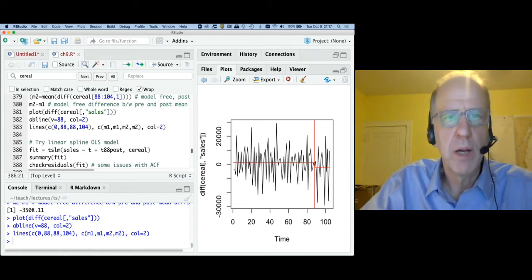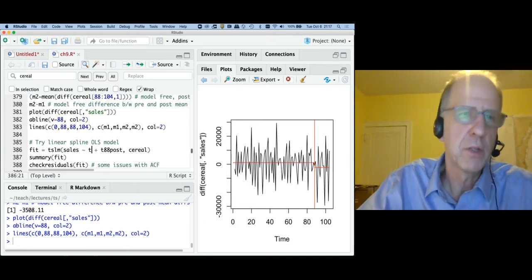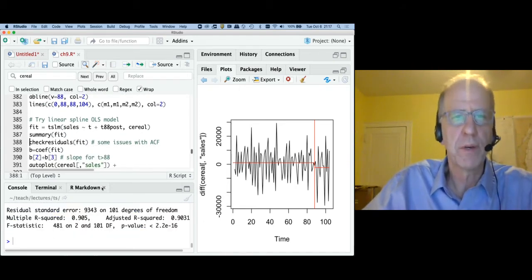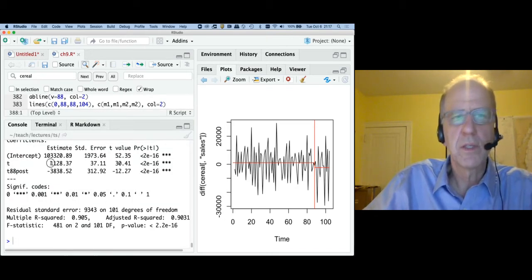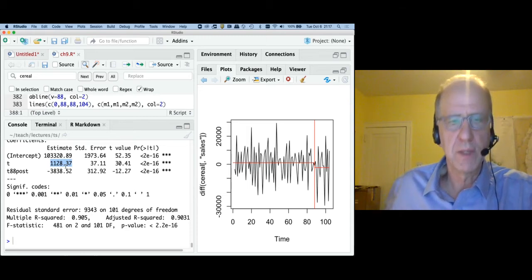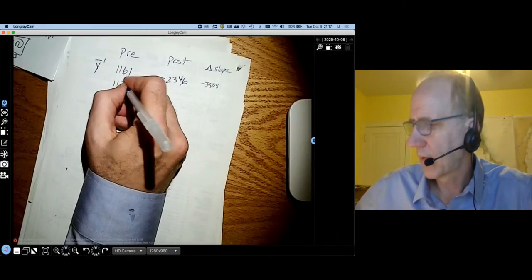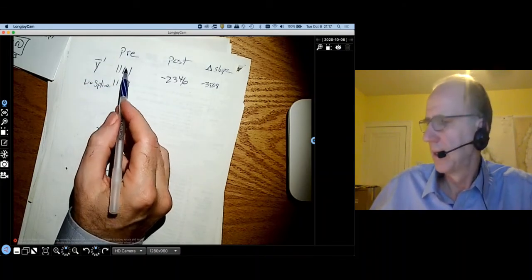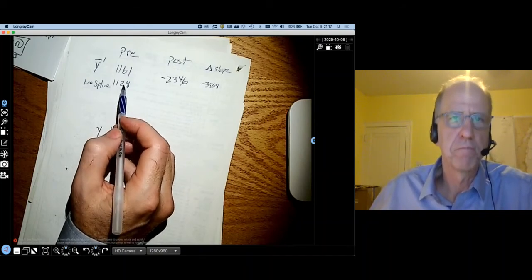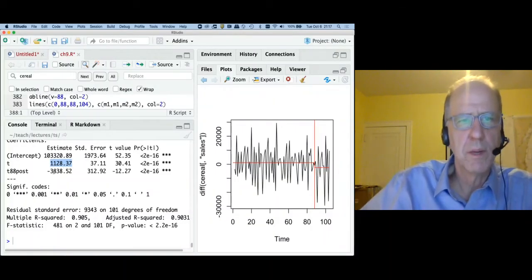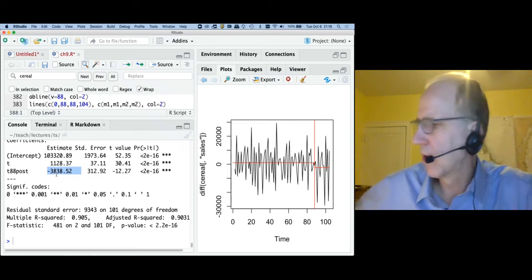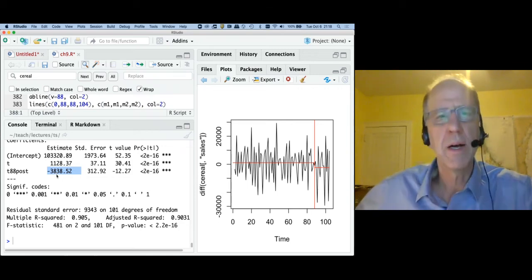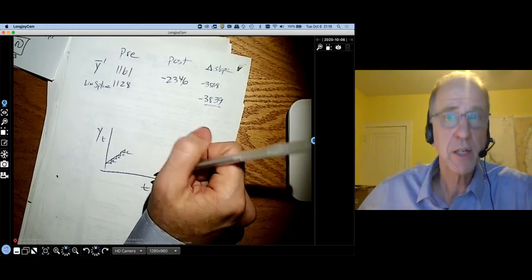I'm going to go do a linear spline using OLS, as we did back in week 2, as we did back in machine learning. And so let's go take a look at what we found. What we see is the slope in the pre-period is 1128. So I'm going to write that over here as the linear spline. And it's in the ballpark. I mean, those two numbers, both 1100 and something, but they're a little bit off. This number, so go back to what we went over in week 2, this is the change in the slope. So minus 3839. So I just wrote that here. That's the change in the slope.